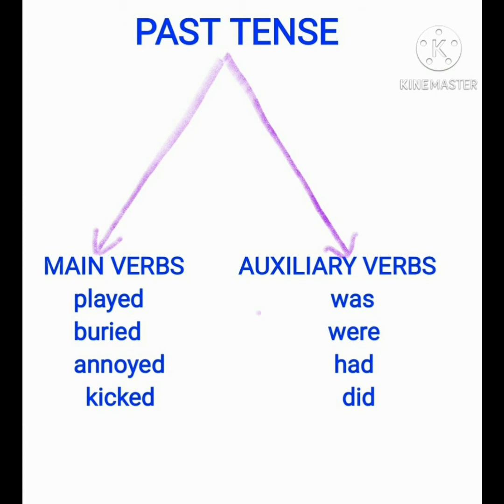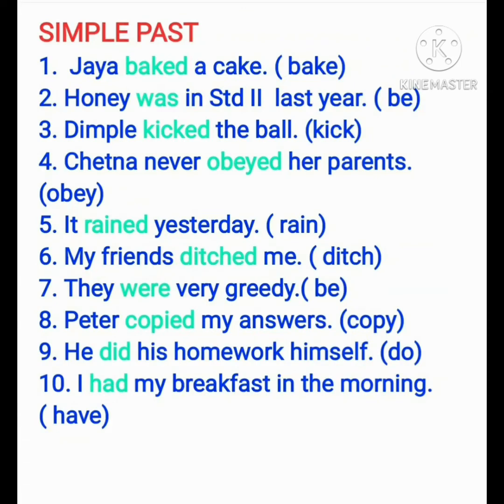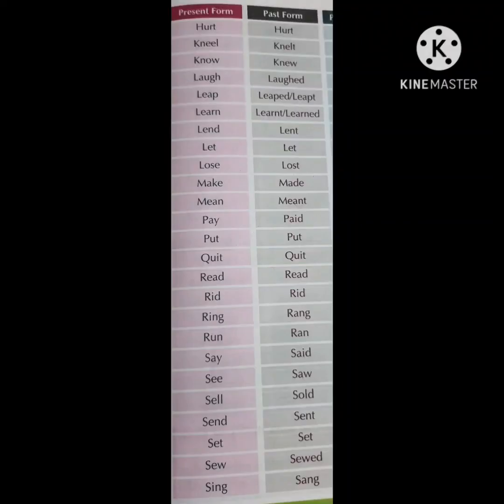Like the main verbs, auxiliary verbs also have their past forms. Was, were, had, and did are the past forms in auxiliary verbs. Let's see a few sentences which have the past form of the verbs. Have a look at the list of irregular verbs and their past forms.